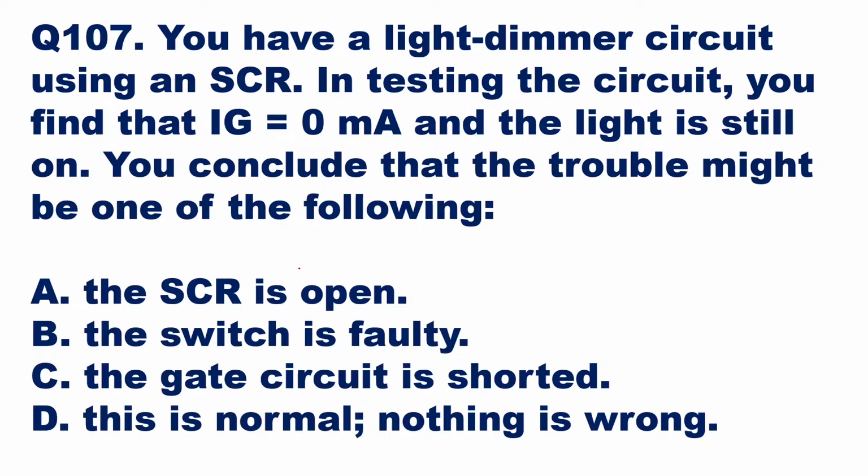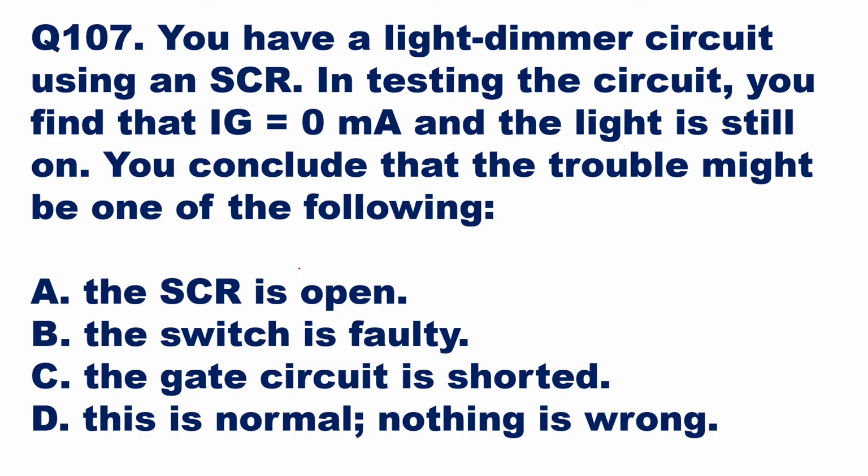Then we will go to question number 107. If you have a light dimmer circuit using an SCR, remember that a light dimmer circuit is a circuit which will dim the light, so the intensity of light will be reduced. In testing the circuit, you find that the gate current given to the SCR, which is the controlling element here, is 0 milliampere and the light is still on.